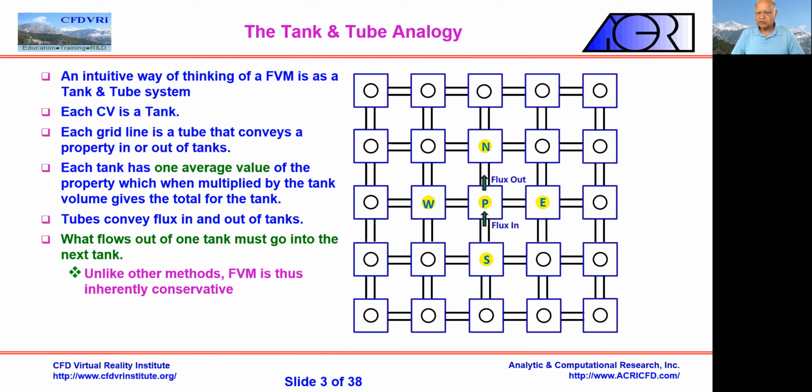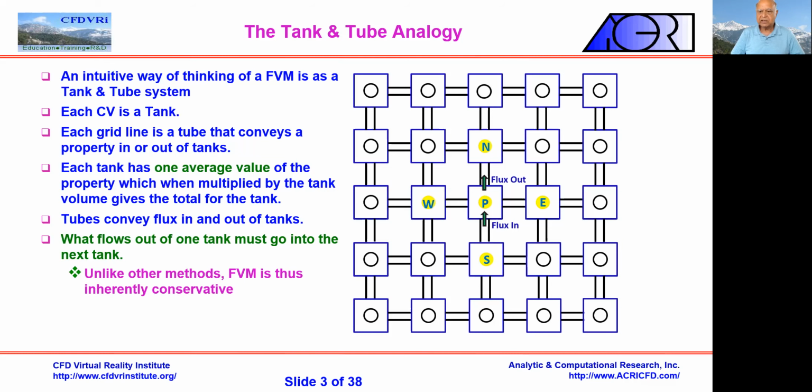The values may vary within the tank, but we represent it by one average value so that when we multiply the average value with, let's say, density and the volume, we get the total mass in the system. The only way for something to leave the tank is to flow out of the tubes to its neighbors. So fluxes go in from one tank and go out to the other end.